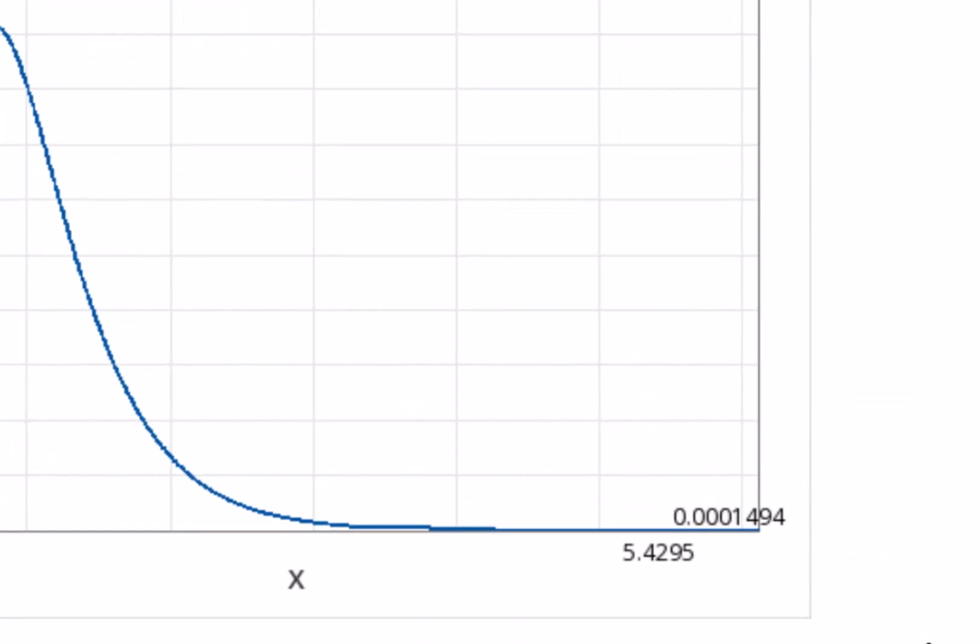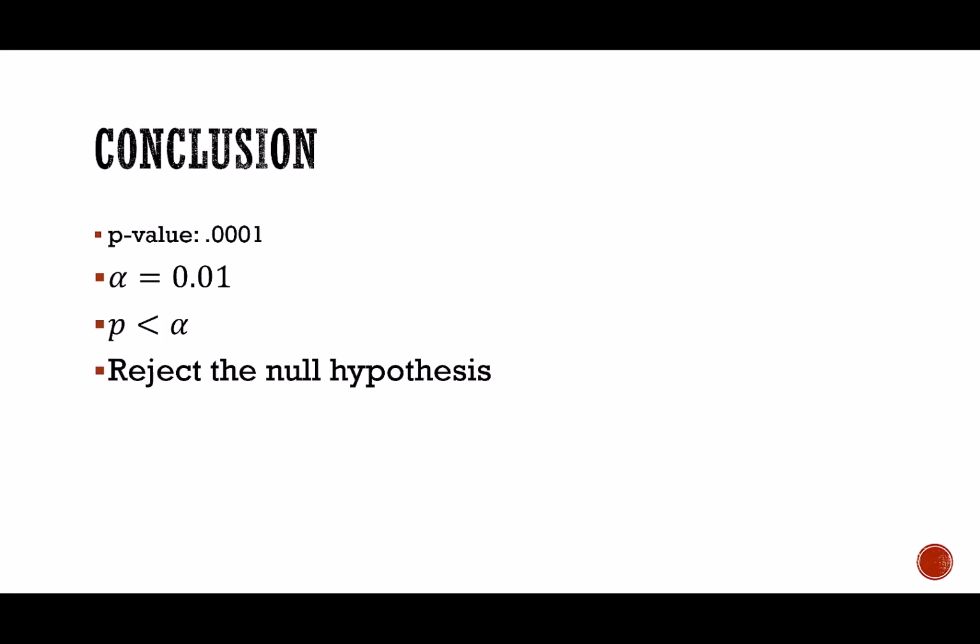This gives us a value of 0.0001494, which I'll call 0.0001. In conclusion, our p-value of 0.0001 compared to our alpha of 0.01 shows us that p is less than alpha. We know that anytime p is less than alpha, we will reject the null hypothesis.